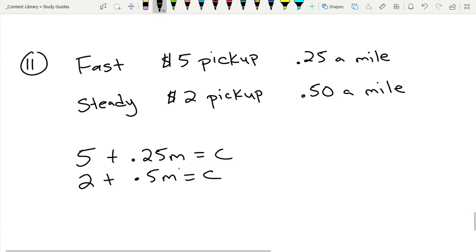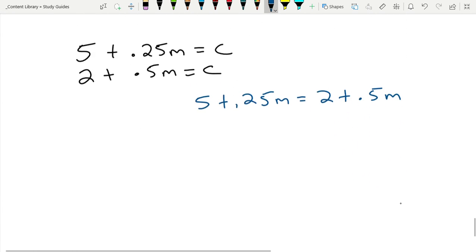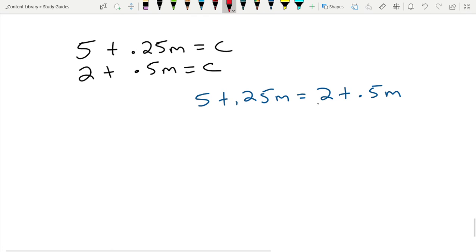So now the question on part A, we've got our two plans costing the same amount. So we need their costs to be the same. Well, same means equal each other. So the fast, which is 5 plus 0.25m, has to cost the same as steady, which is 2 plus 0.5m. So now we can pick up by solving.